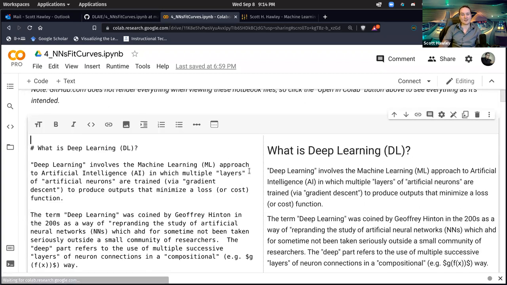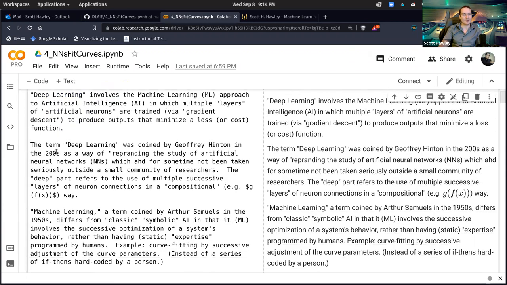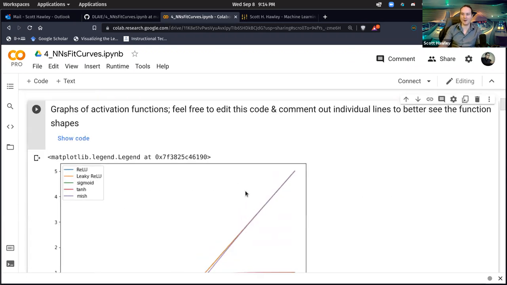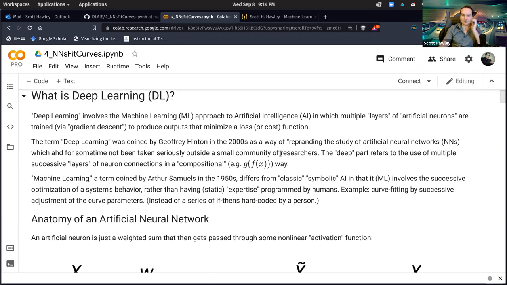That says 200s. That's supposed to say 2000s. Why don't we fix that while we're here? Oh, okay. Yeah, they were coming to that. All right. So Geoff Hinton coined that term, and we'll talk about what makes it deep. We're going to use multiple successive layers of neurons. And so machine learning, of course, goes back to Arthur Samuel, and is different from symbolic AI where we're programming things in. Instead, with machine learning, we're optimizing a system's behavior. Curve fitting is a great example of that, and it turns out we're going to be doing curve fitting.